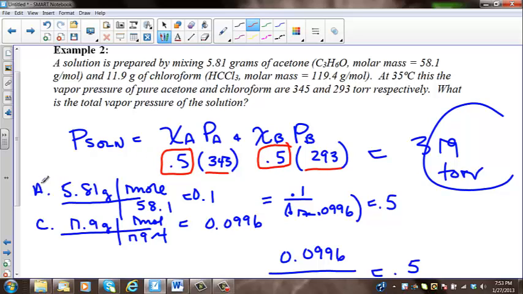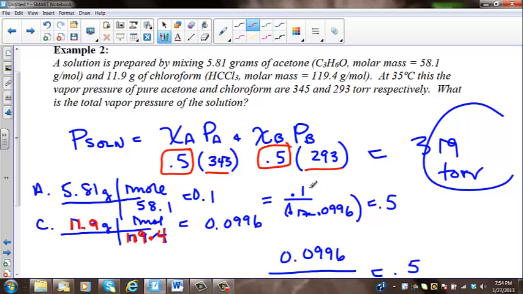So what I did was, for acetone, 5.81 grams divided by the GFM of 58.1 gave me 0.1 moles. For chloroform, 11.9 grams divided by 119.4 gave me 0.0996 moles.